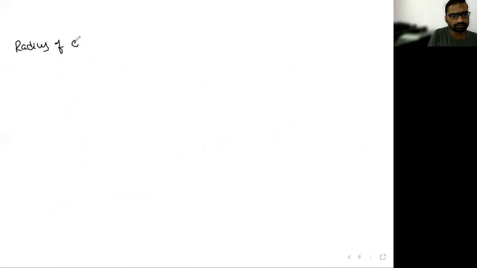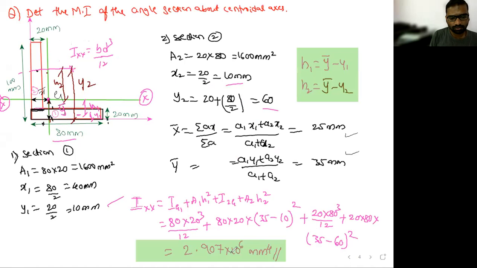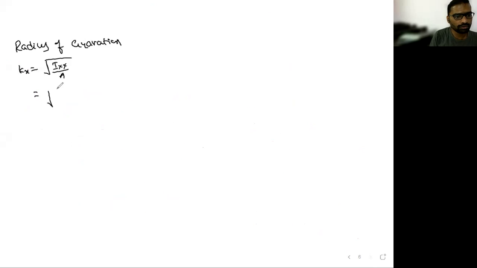Radius of gyration: I is equal to k squared times A. So kx is equal to the square root of Ixx divided by A. He will ask for the radius of gyration along the x-axis and along the y-axis. Along the x-axis, Ixx is 2.907 into 10 raised to 6, divided by the total area.